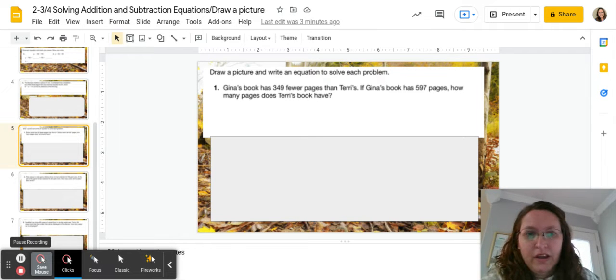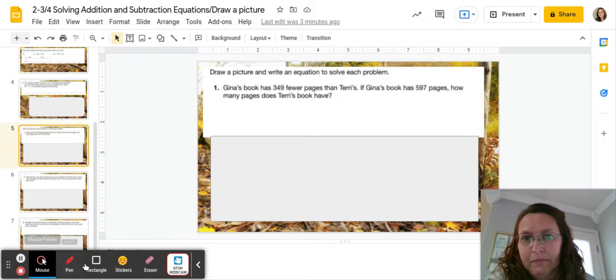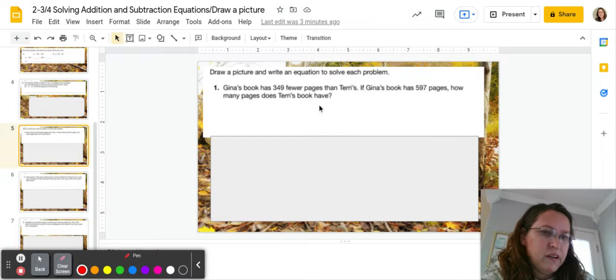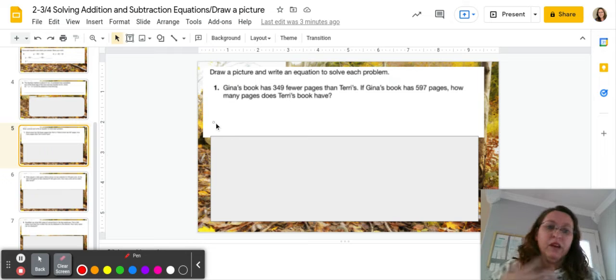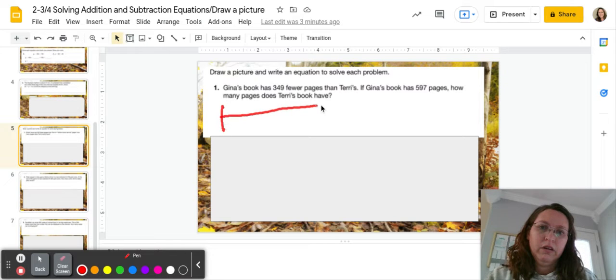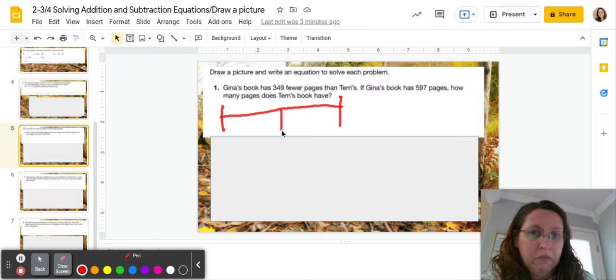Okay, so today we are combining lesson 2.3 and 2.4 because I want to discuss how to draw a picture with our lesson. So our first example is probably the hardest, but we're using an idea of two parts make a whole. So I'm going to draw my line diagram right here and draw my line right here.